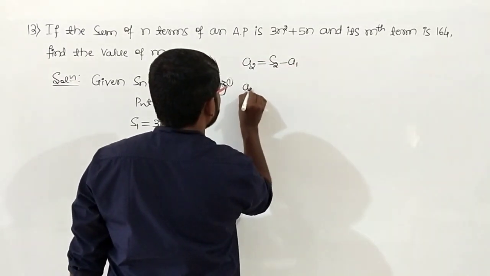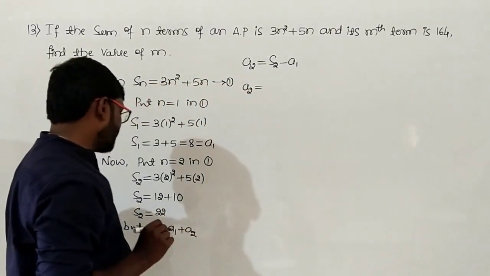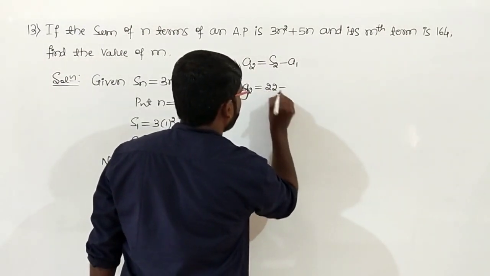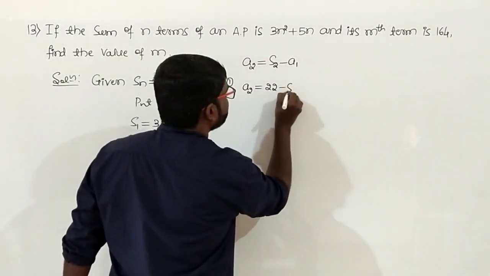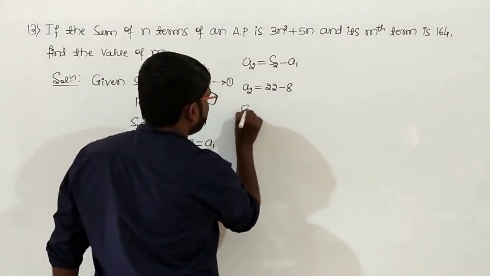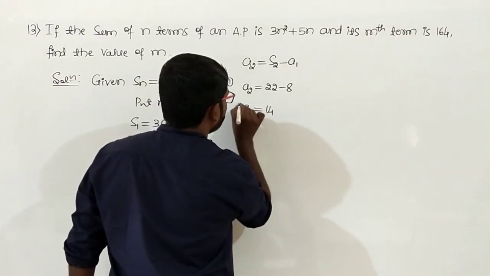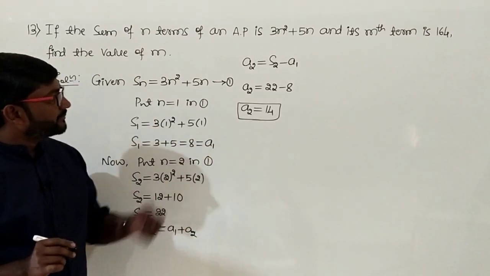So A2 which is equals to S2, that is 22, minus A1. A1 is nothing but S1, it is 8. Then A2 which is equals to 14. A2 equal to 14. We have got the first term and the second term of the AP.